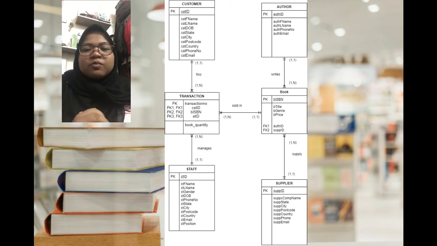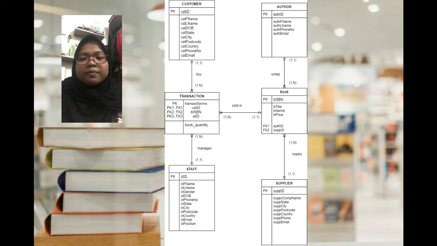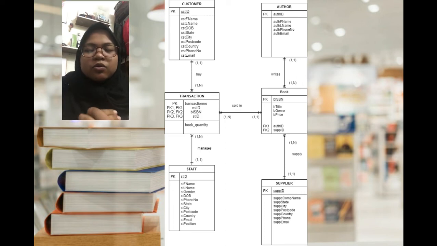For the transaction, they need to state customer ID, book ISBN and staff ID, and also the book quantity that the customer has bought. So after the transaction, it can produce the total price for the customer that has bought. The transaction number can be used for any reference to the staff if they want to search something.